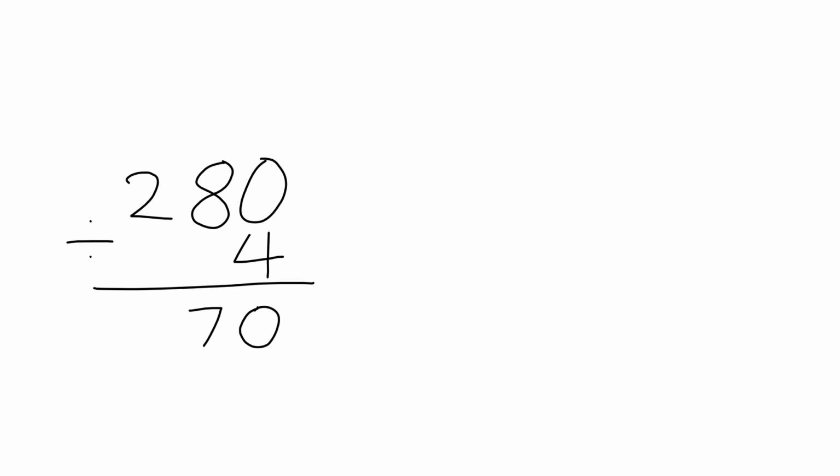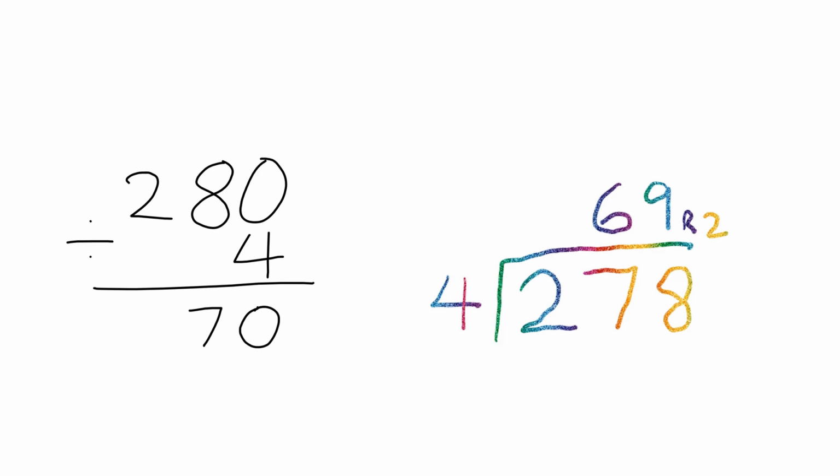Finally, I will compare my original estimation of 70 to our actual quotient of 69, remainder 2. Since I am less than a whole number off, I know this was actually a great estimation.